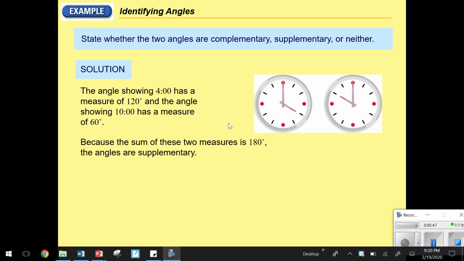Well, because the two measures add up to 180 degrees, so 120 plus 60 gives me 180, that means these two angles are supplementary.